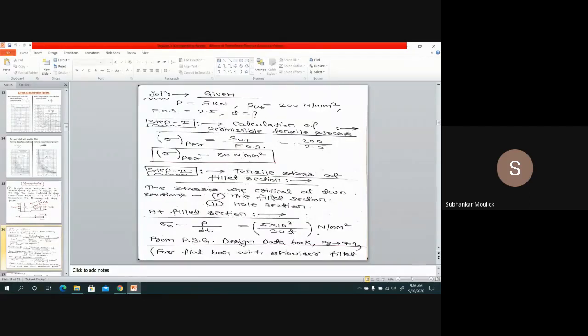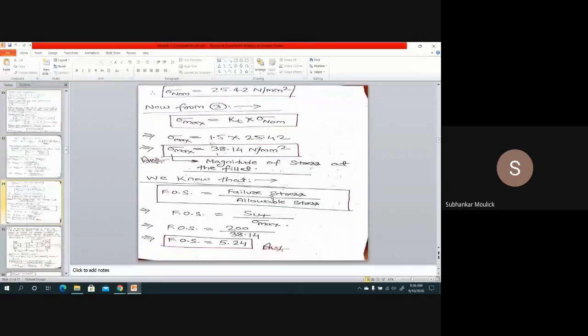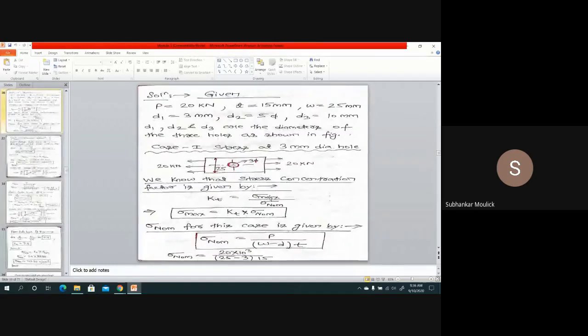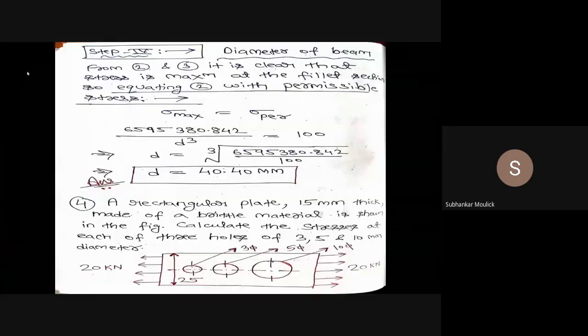So, in continuation with the last class, the next problem in this stress concentration part is the fourth problem, that is this problem. So, let us read the problem. A rectangular plate 15 thick made up of a brittle material is shown in the figure. Calculate the stresses at each of 3 holes of 3, 5 and 10 diameter.